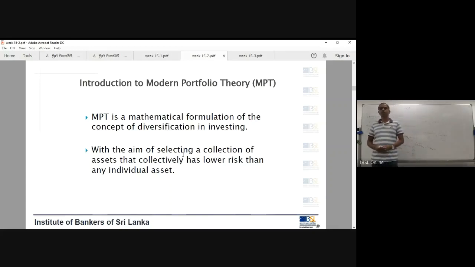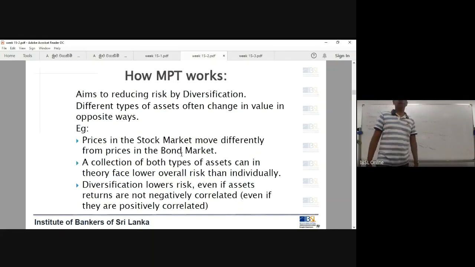Okay, so modern portfolio theory aims to select a collection of assets that collectively has lower risk than any individual asset. How does it work? It aims to reduce risk by diversifying.